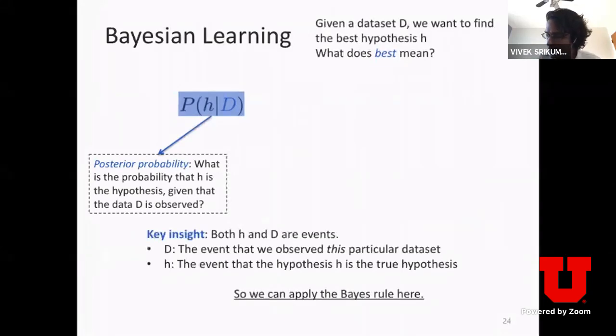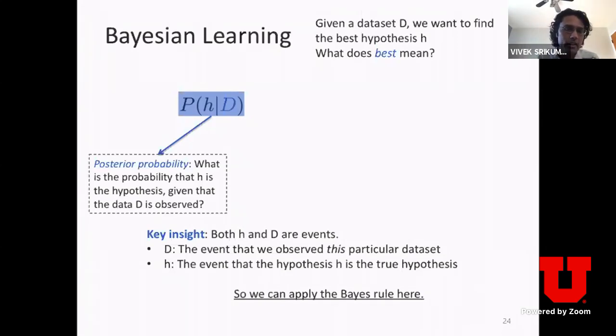The main insight here is we are treating both H and D as events. D is a data set, right? However, in this particular expression, D is the event that we observed this particular data set. Among all the data sets that could exist in the universe, this particular data set is the one that we have. Then this is the data set that represents, say, the problem of spam detection. That's the event that we are calling D.